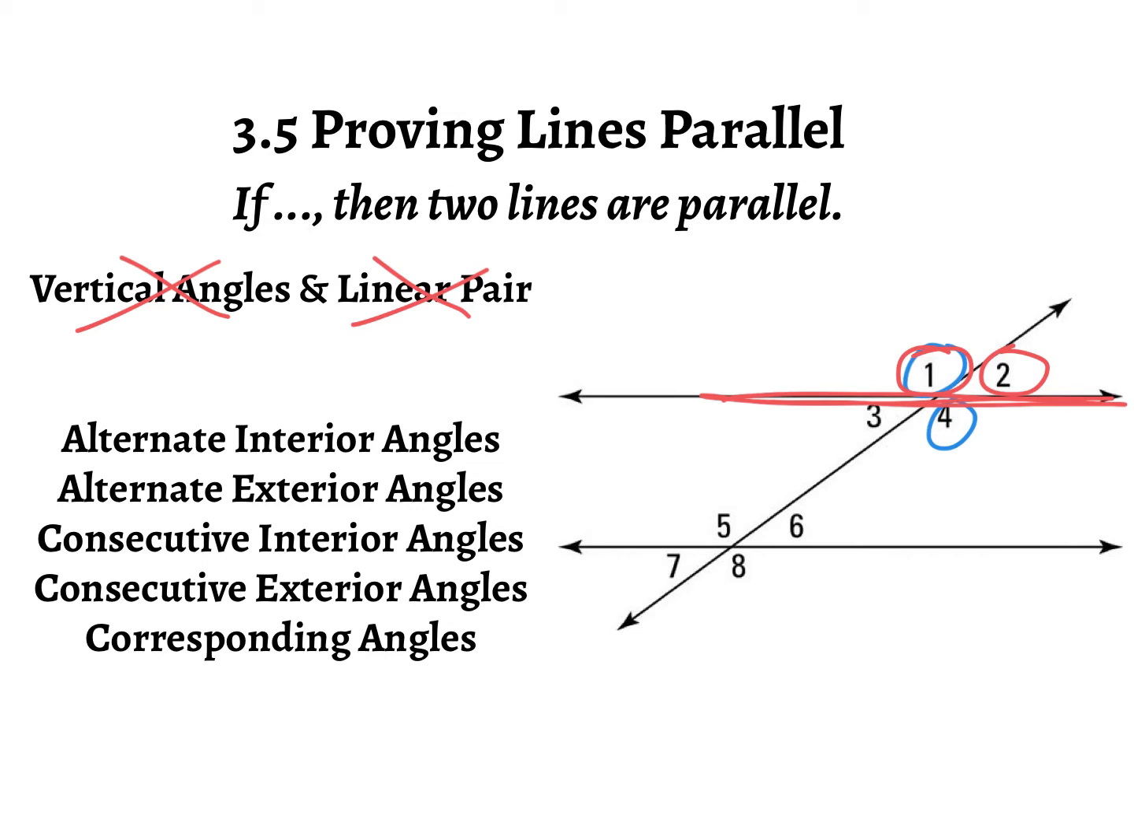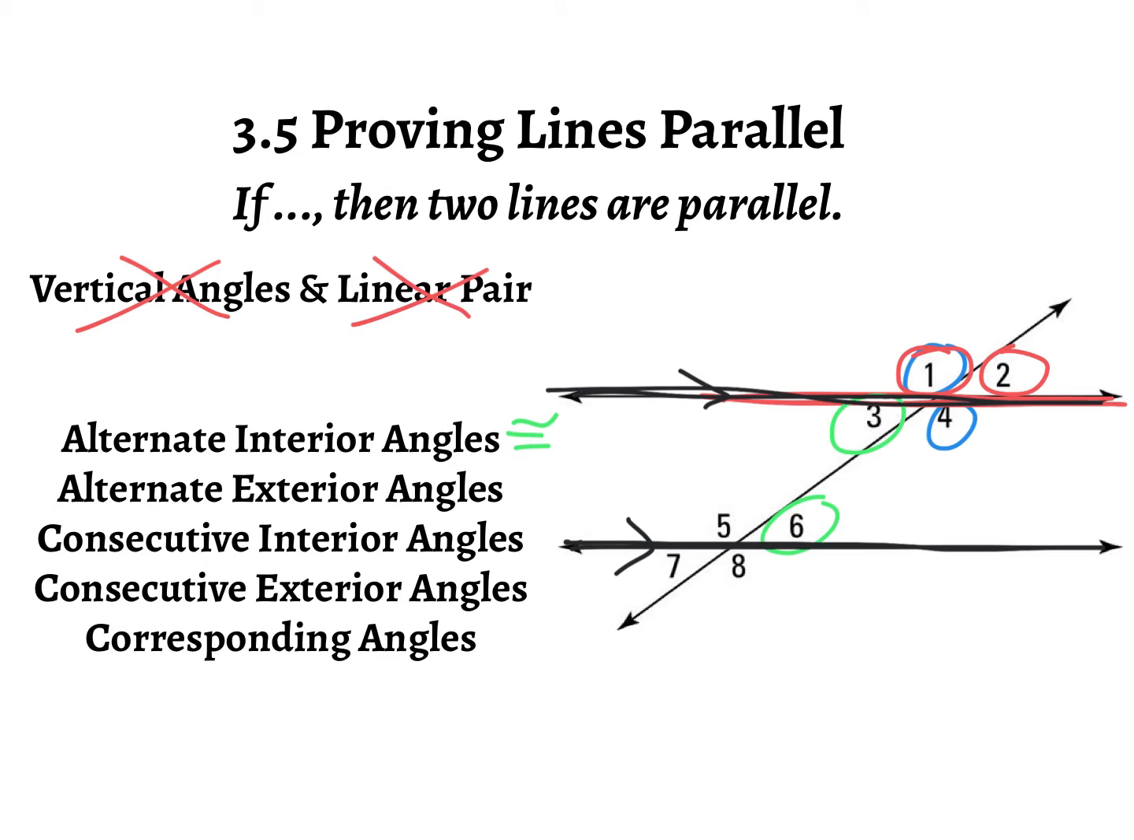So if alternate interior angles are congruent, we'll do this in green. If alternate interior angles are congruent, like 3 and 6, now notice how 3 does affect this line, and 6 affects this line. Since the angles are touching both lines, and if those angles are the same, now I know that these alternate interior angles are congruent. I know that these lines must then be parallel.